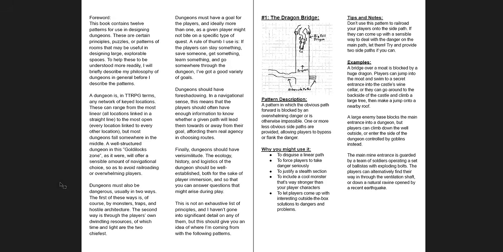Tips and notes. Don't use this pattern to railroad your players onto the side path. If they come up with a sensible way to deal with the danger on the main path, let them. Try and provide 2 side paths if you can. And then there are some examples, right? A bridge over a moat is blocked by a huge dragon, quite literally. Or a large enemy base blocks the main entrance into a dungeon, or the main mine entrance is guarded by a team of soldiers. In any of those cases, you can see, well, we got to get in there, right? We got to get into the castle, and there's just a big dragon on the moat.